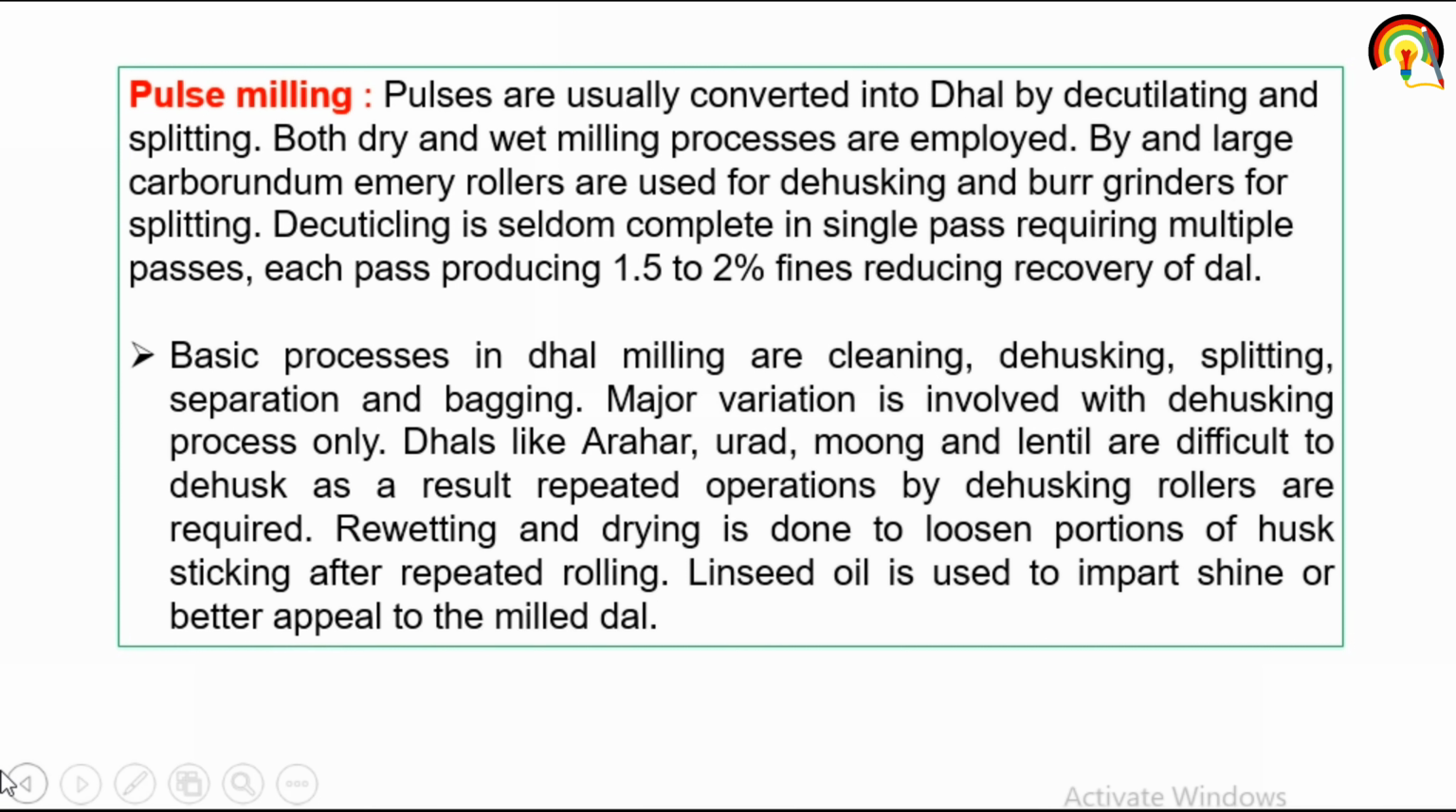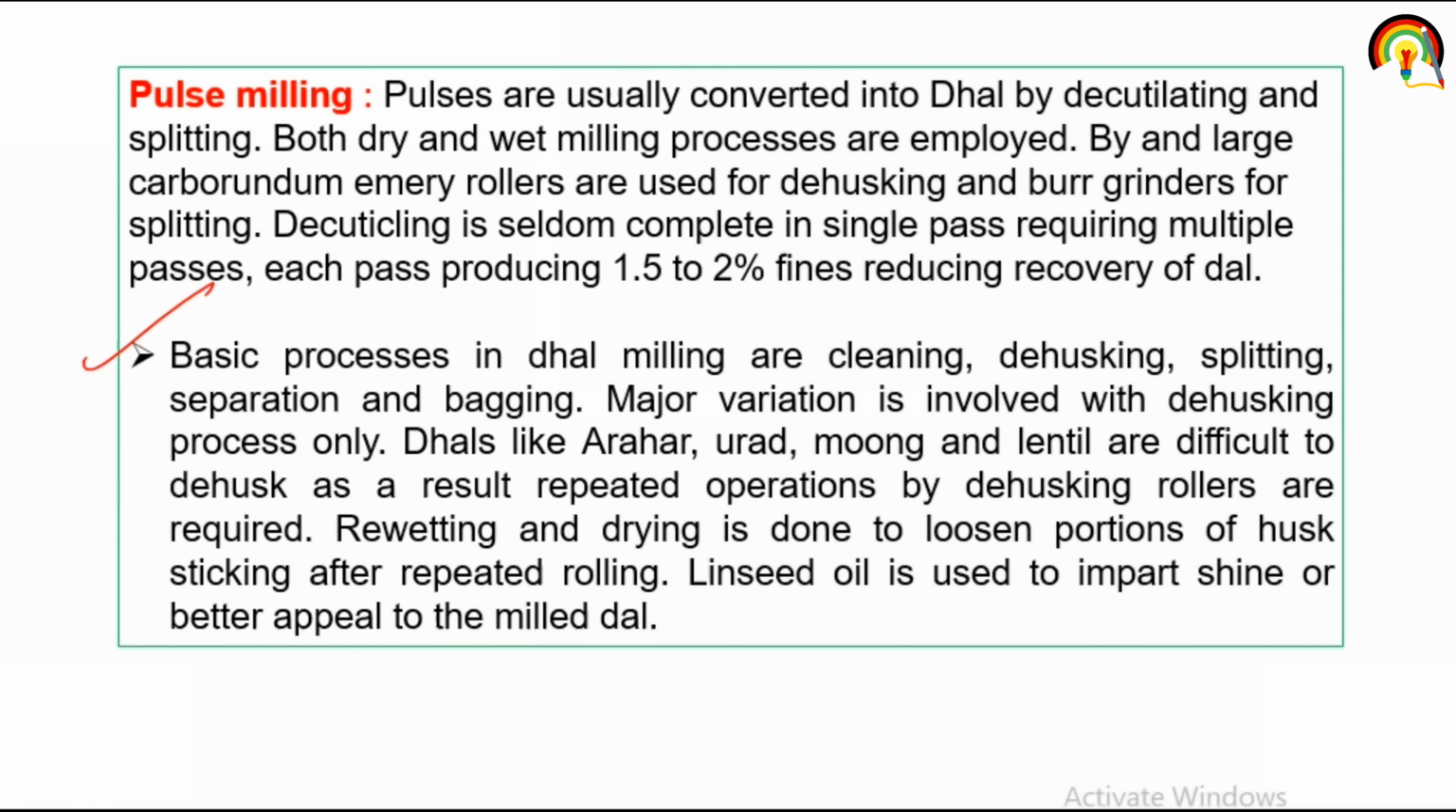So the basic processes in dal milling are cleaning, dehusking, splitting, separation and bagging. The major variation is involved with the dehusking process. We will discuss all these methods of cleaning, dehusking, splitting and separation one by one. These methods are majorly used in the pulse milling process.